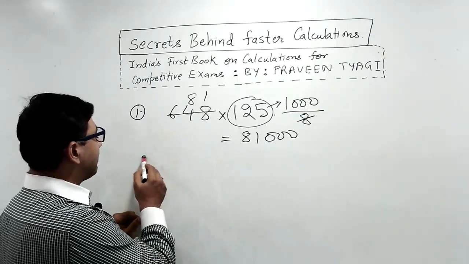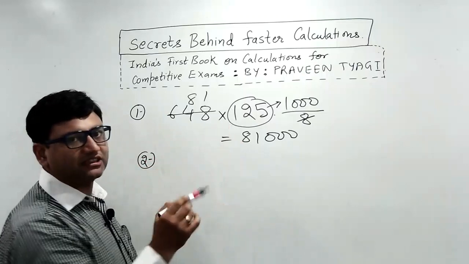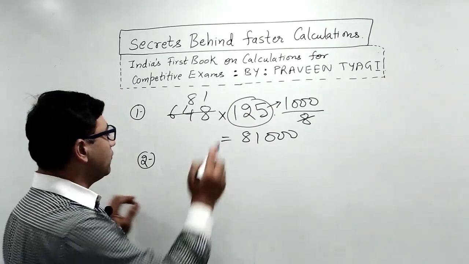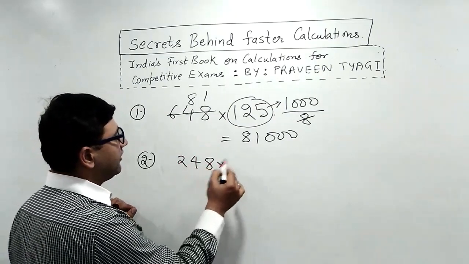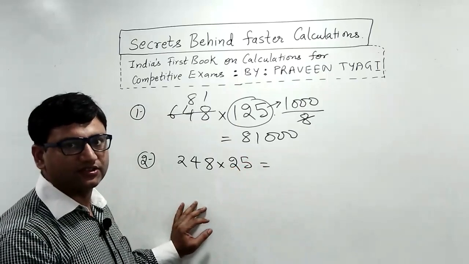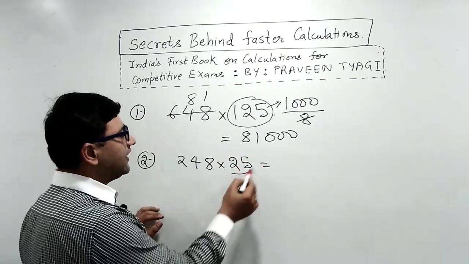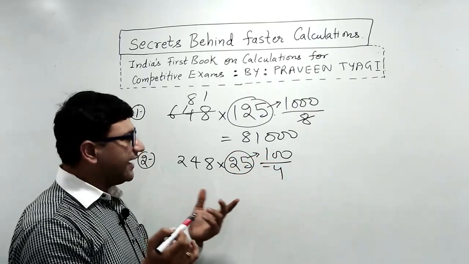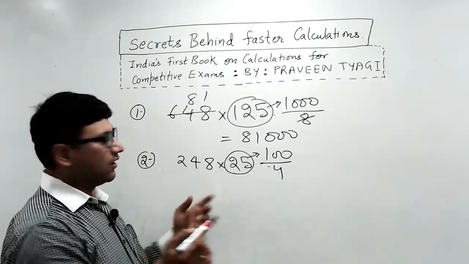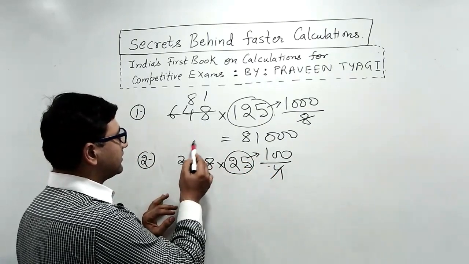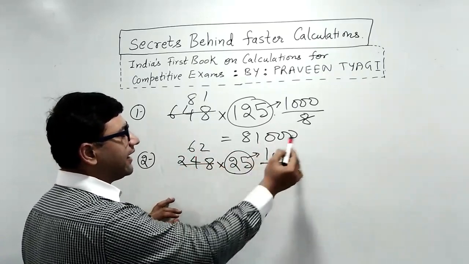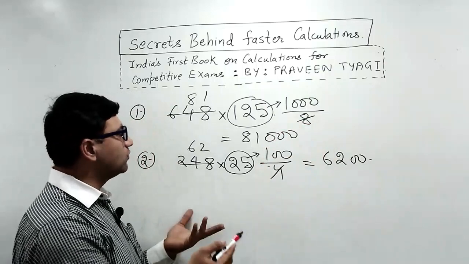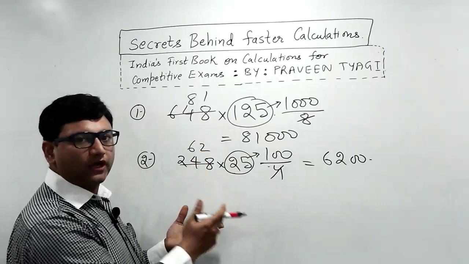Now let's take one more example like this. Just like we can write 125 as 1000 by 8, I hope you can imagine that we can write 25 as 100 by 4. Now if you have to multiply 248 with 25, what will you get as the answer? 25 can be written as 100 by 4. You need not write it, you just imagine that it is 100 by 4. When you cancel it with 4, you get 62. So 62 multiplied by 100 gives you 6200. And that's the answer. So whenever you see a 125 or a 25, you can use this trick.